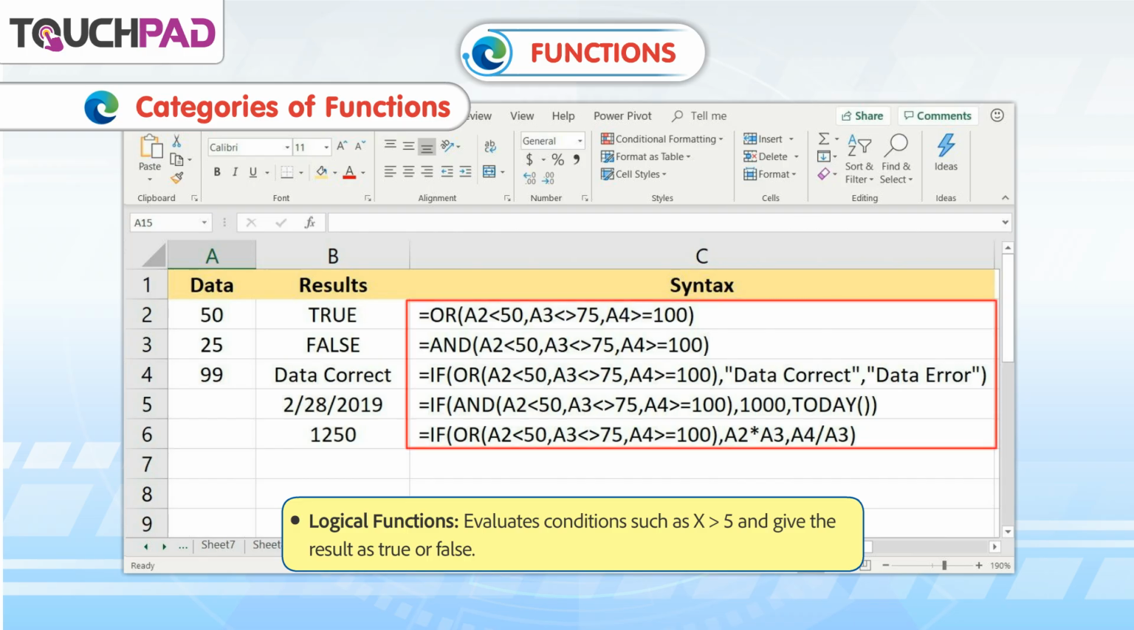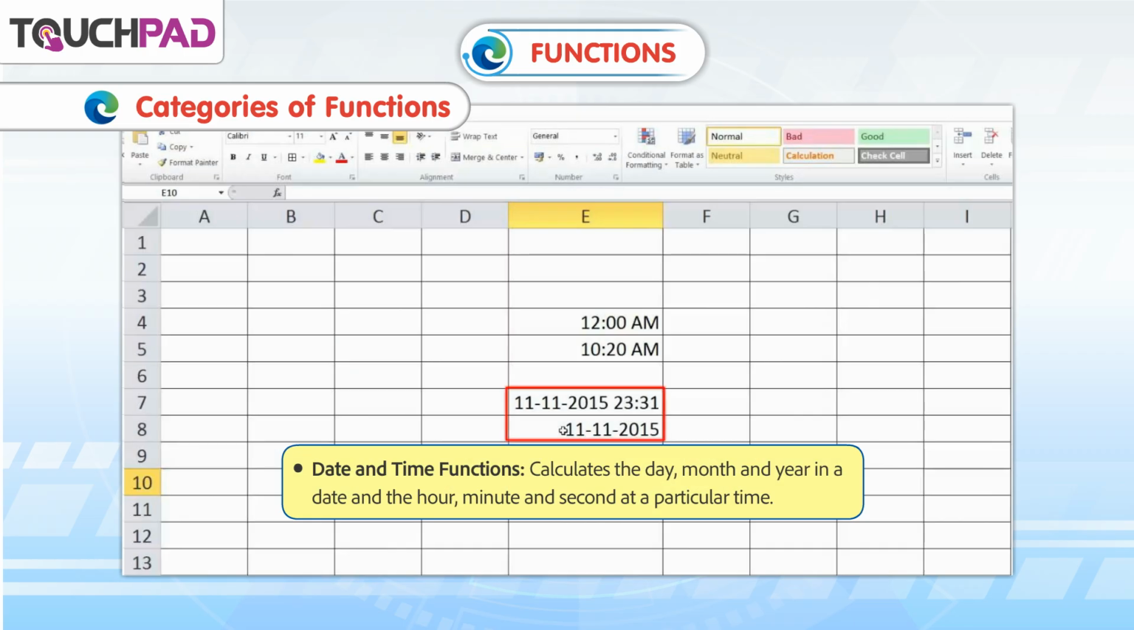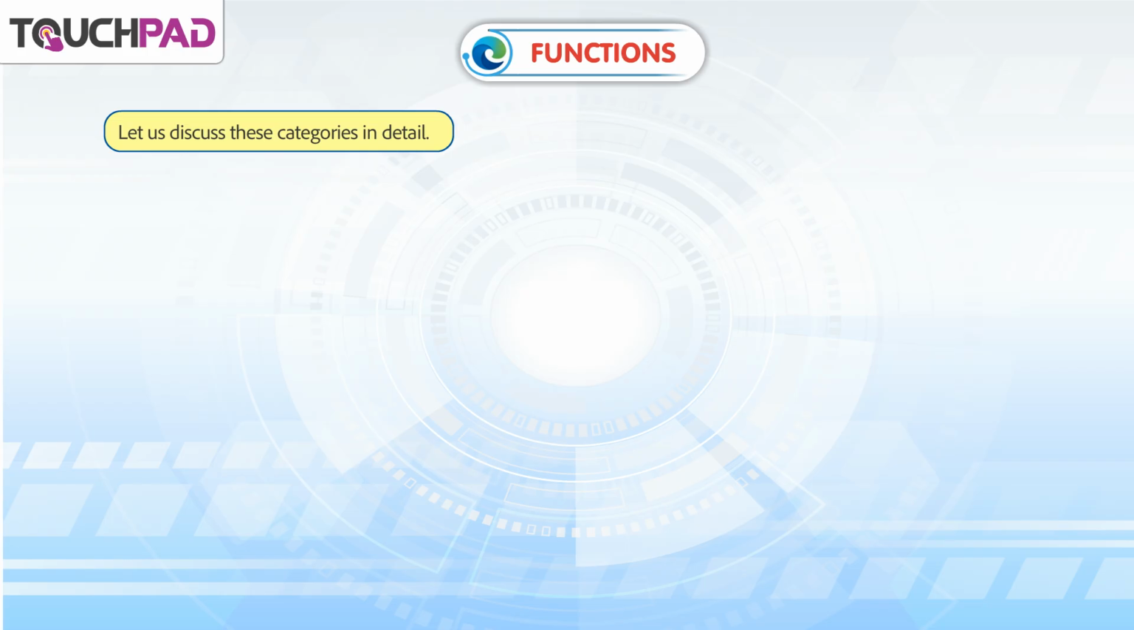Logical functions. Evaluates conditions such as x is greater than 5 and gives the result as true or false. Statistical functions. Calculates the maximum, minimum, average, etc. of a set of numeric data. Date and time functions. Calculates the day, month and year in a date and the hour, minute and second at a particular time. Let us discuss these categories in detail.